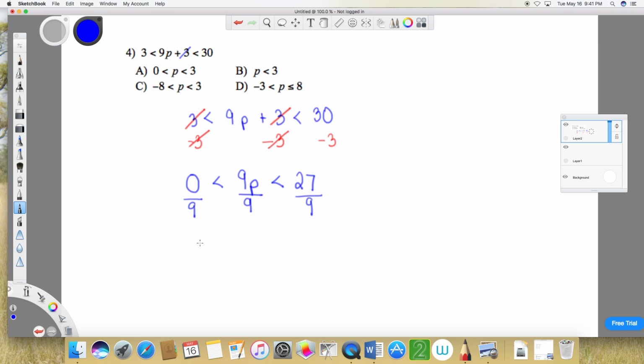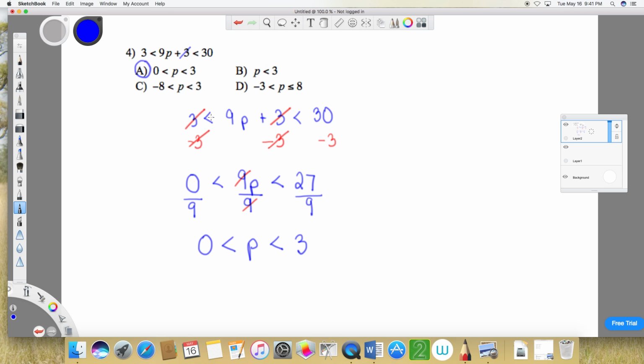Well, 0 divided by 9 is just 0. And 9 divided by 9 is just 1. So we say that these cancel. And here we have 27 divided by 9, and that's 3. So we see that answer up here in choice A.